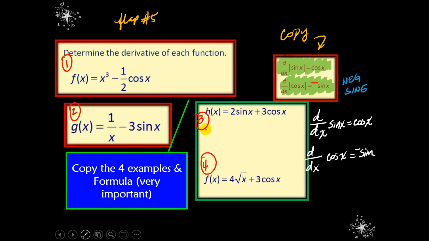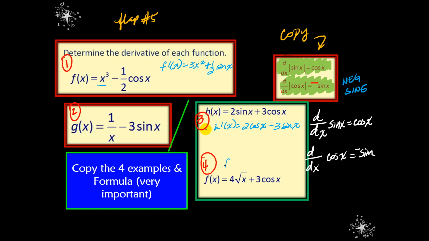Okay, let's go ahead and take a look at these 4 questions. The first one is f prime of x. Derivative of 3x cubed is just 3x squared minus 1/2. The derivative of cosine is a negative sine, so that becomes a positive sine x, and that is your answer. Number 2 we just did. Number 3, h prime of x is equal to, the derivative of sine is cosine, so just 2 cosine x minus, because the derivative of cosine is negative sine, so -3 sine x.